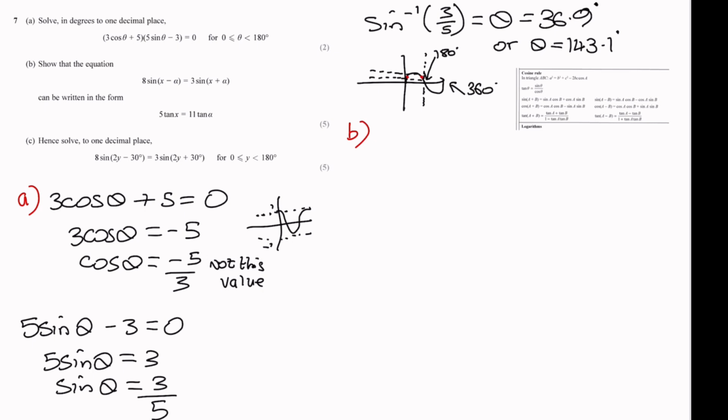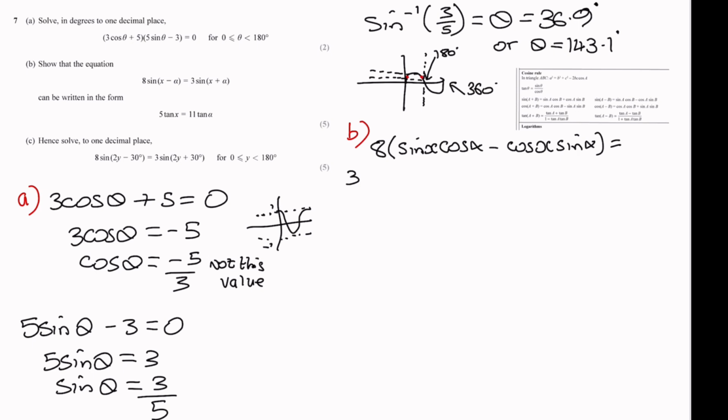So 8, and then I'm going to replace the sine of x minus alpha with the double angle formula. So bracket, because it's 8 times all of this, sine a, which is x, cos b, which is alpha, minus cos x sine alpha. Close bracket is equal to 3 multiplied by sine of x plus alpha.